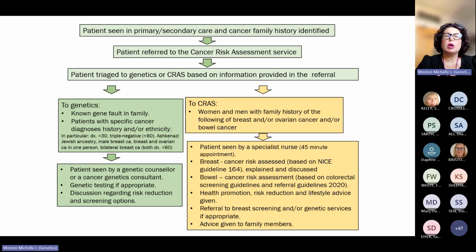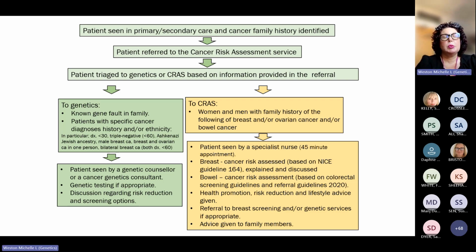So then they're referred to us, and then they're triaged depending on their referral, whether they're for us or whether they're for clinical genetics. And essentially, people that are seen in clinical genetics, it's mainly if there is a known gene mutation in the family, patients with specific cancers. So they could have a family history of breast cancer, but there may be some other cancers in the family, so they may be more appropriate to be seen in clinical genetics.